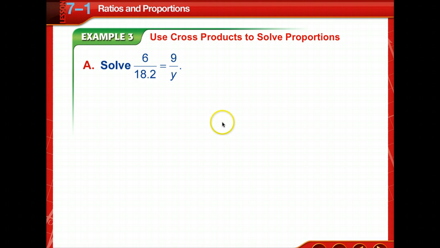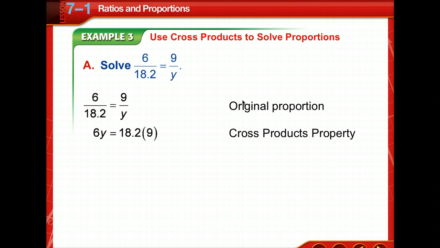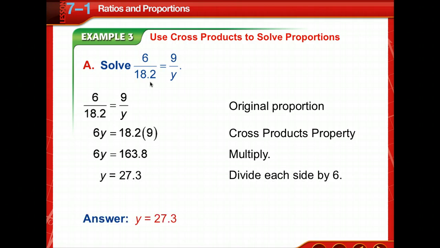Okay, so let's look at cross products. 6 times y, so we're crossing the equal sign, is equal to 9 times 18.2, which is 163.8. Then we divide both sides by 6. So in this instance, y is equal to 27.3.